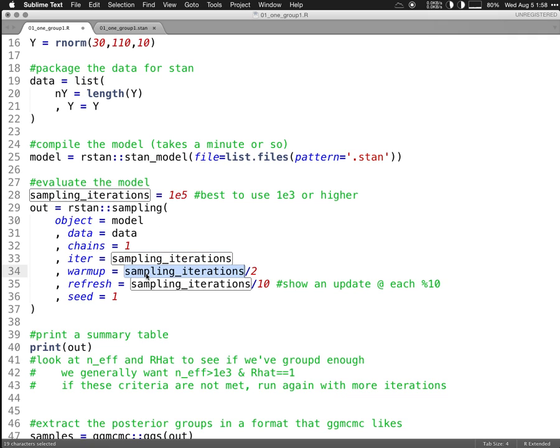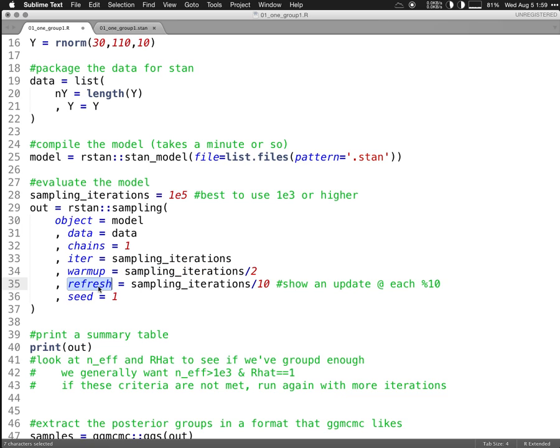Warm-up, I could have actually excluded this. By default, it always splits the sampling into warm-up and sampling phases in half. So half of the iterations are warm-up, and then the other half are sampling. I'm just being explicit here by saying warm-up is the first sampling iterations divided by 2. So we've got 1E5, that's 10,000. Wait, 100,000. So the first 50,000 are going to be warm-up, and the second 50,000 are going to be sampling.